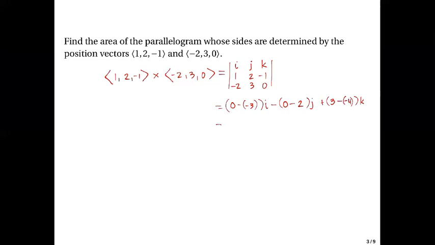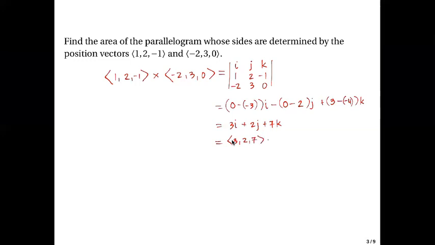So this will be 3i plus 2j plus, because you have here minus and minus, plus 7k. Or if you want to write this in vector form using the angle brackets, this is just <3, 2, 7>.